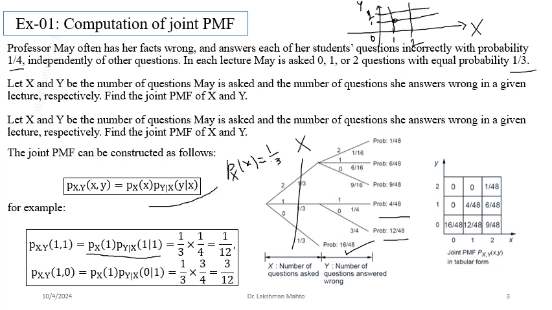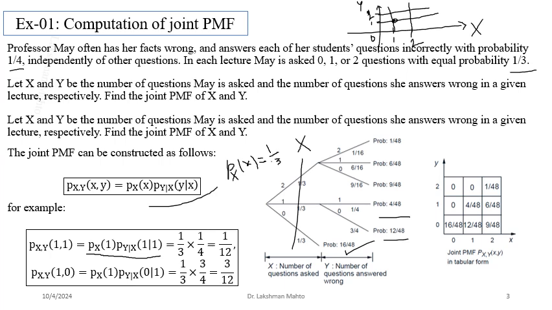So 0. Likewise, if C has been asked 0 questions, what is the probability that C will give 2 wrong answers? 0 again. Likewise, if C has been asked 1 question, what is the probability that C will give 2 wrong answers? 0. Why? C will not go for another answer without asking any question. So that's where these zeros are coming from, and the rest are non-zero quantities.